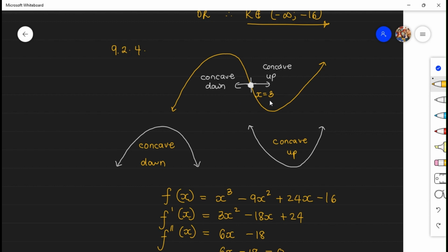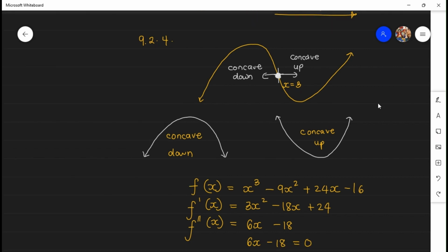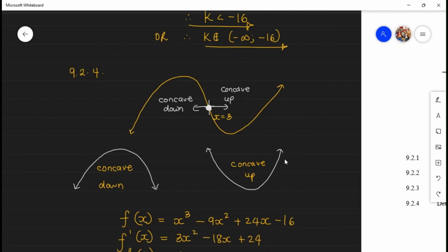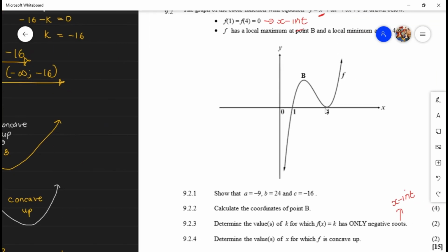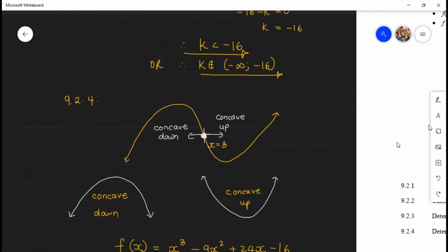Now, there's another way of calculating your point of inflection. If you do not have your function, or if you do not have your equation, you can calculate the point of inflection using your turning points. So let us go back to our graph and see what our turning points were. So our turning point is 4, that's the minimum. And our maximum is B, which if I recall correctly, had coordinates 2 and 4.